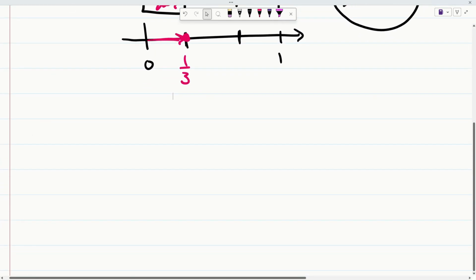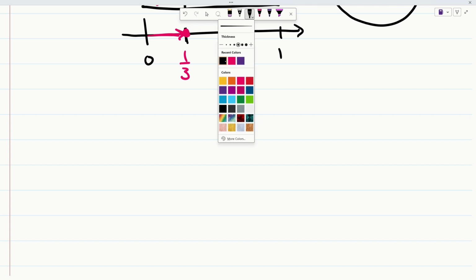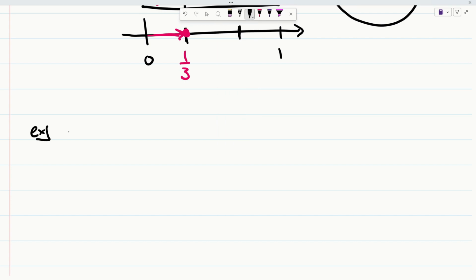So let's look at another example of representing a fraction like this. All right, we'll do 3/5 using the examples above.